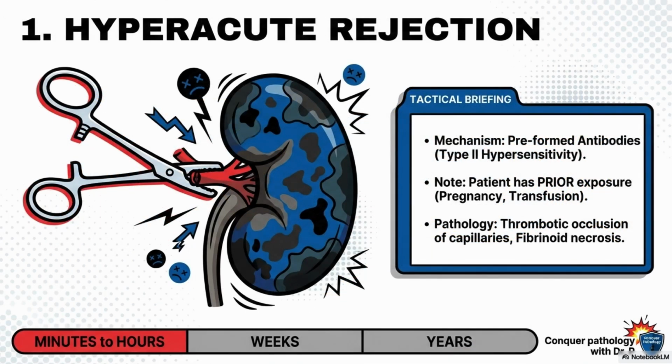Type 1 hyperacute rejection. The time frame is minutes to hours. This is immediate failure. The mechanism here is, it is caused by pre-formed antibodies. It is a type 2 hypersensitivity reaction. The patient must have prior exposure like a previous pregnancy or blood transfusion. Look for thrombotic occlusion of capillaries and fibrinoid necrosis. The organ dies before the surgeon even closes up.